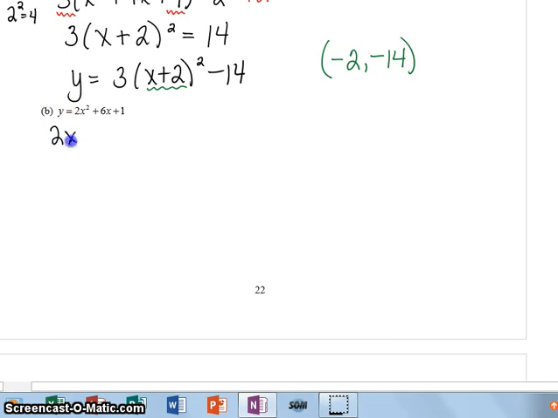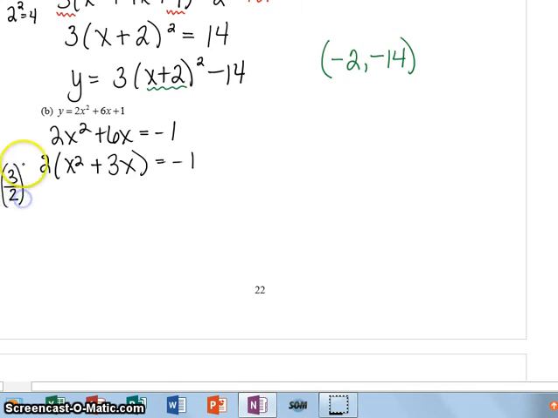So ready? 2x squared plus 6x equals negative 1. Factor out the 2, and I'm left with x squared plus 3x equals negative 1. Now my b is 3, okay? Now you might not like that because 3 divided by 2, don't give me decimals, just keep it 3 halves. But now I have to square that, so when I square 3 halves, I end up with 9/4.